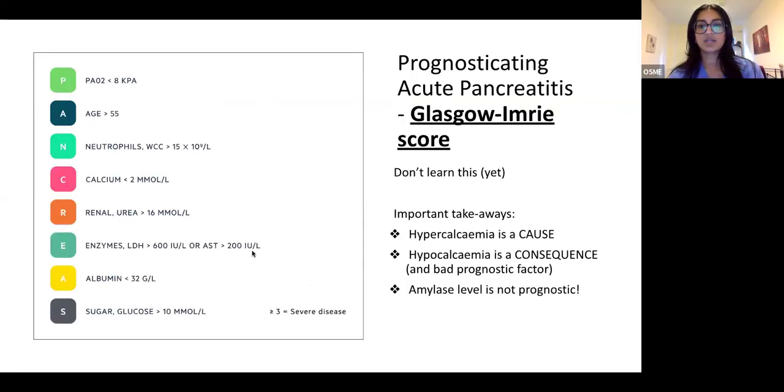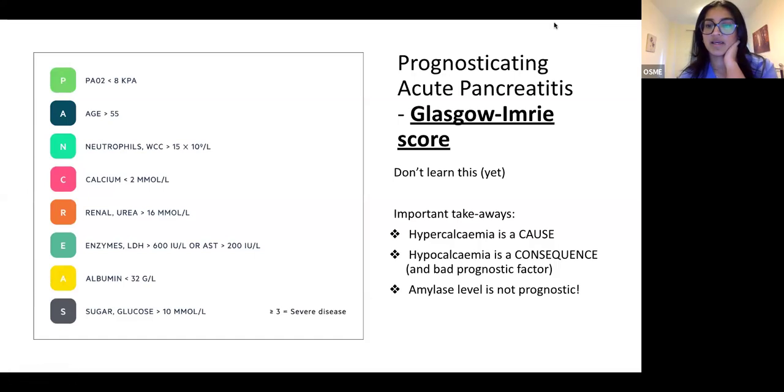Okay, so this isn't something you need to know, but it's useful information. And if it comes up in an OSCE, because I feel like pancreatitis is quite high yield, then it's good to mention in the questions because it just helps you stand out. So this is the Glasgow-Imrie score, and it's used as a prognostic marker of acute pancreatitis. And these are the various scoring factors that you would consider.